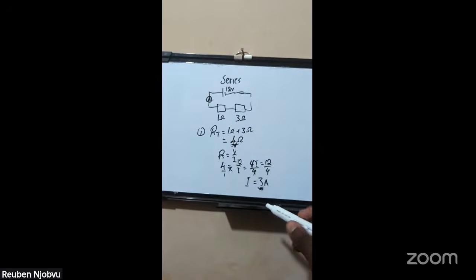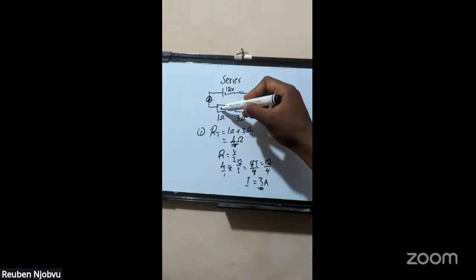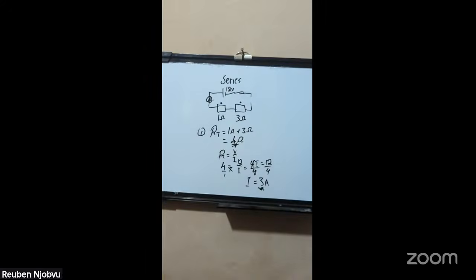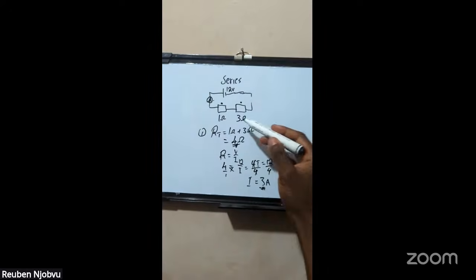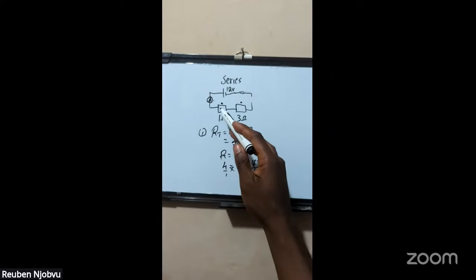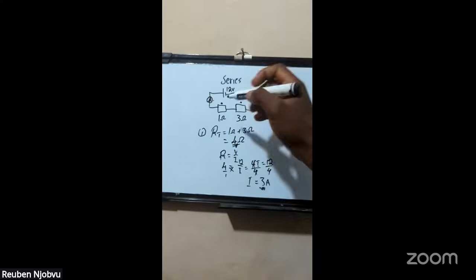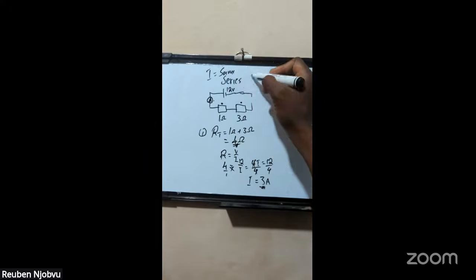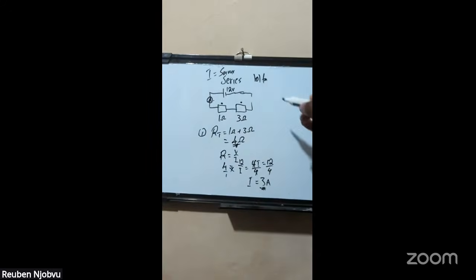What does this mean? This means that the current passing through at this point is 3 amps. Even the current passing through at this point is 3 amps. The current is the same. The one which is going to differ here is the voltage. What voltage is passing through? So in series connection, the current is the same, while the voltage differs.